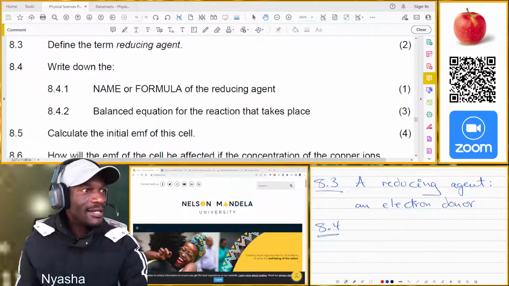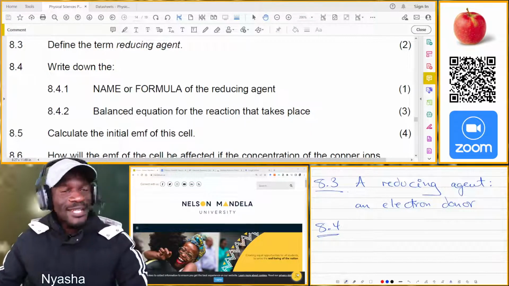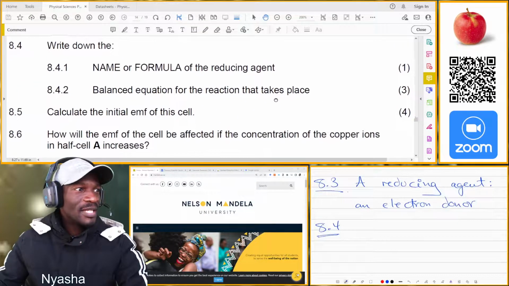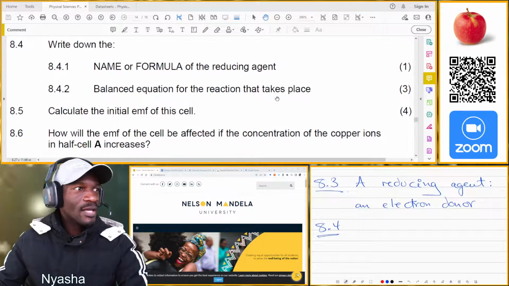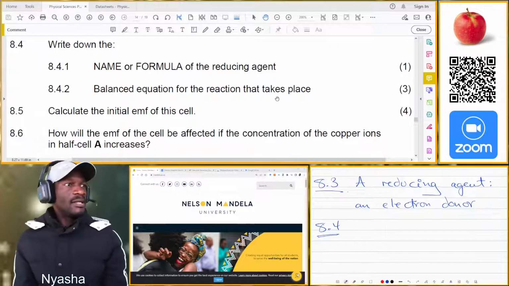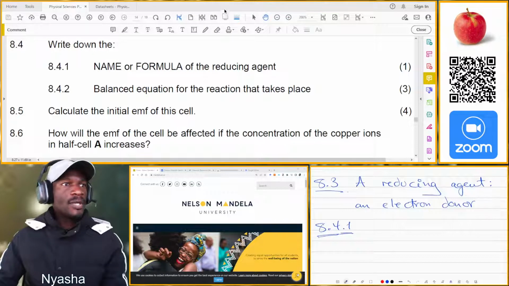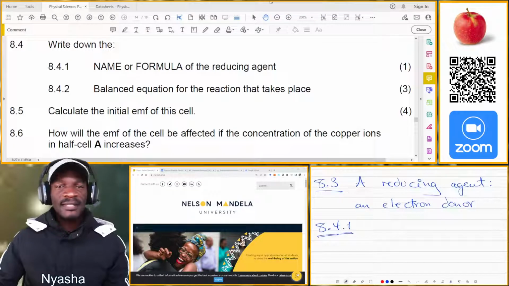And then the next thing now is question 8.4. So let's home into question 8.4, the first part, which is 8.4.1. 8.4.1 is asking for the following.